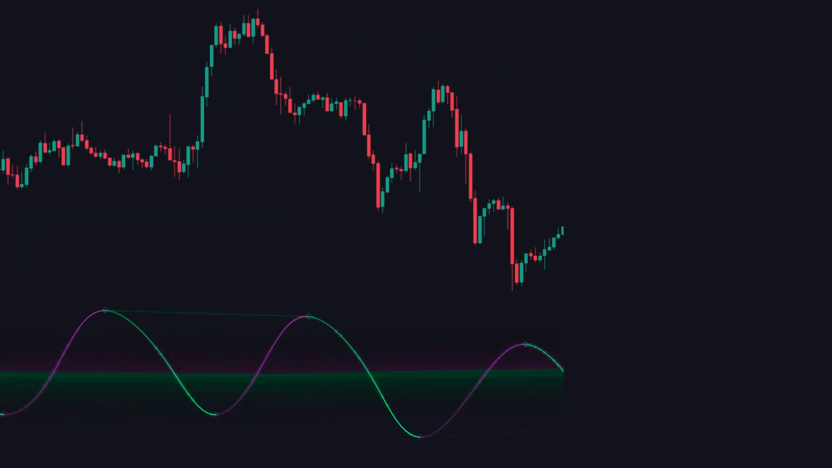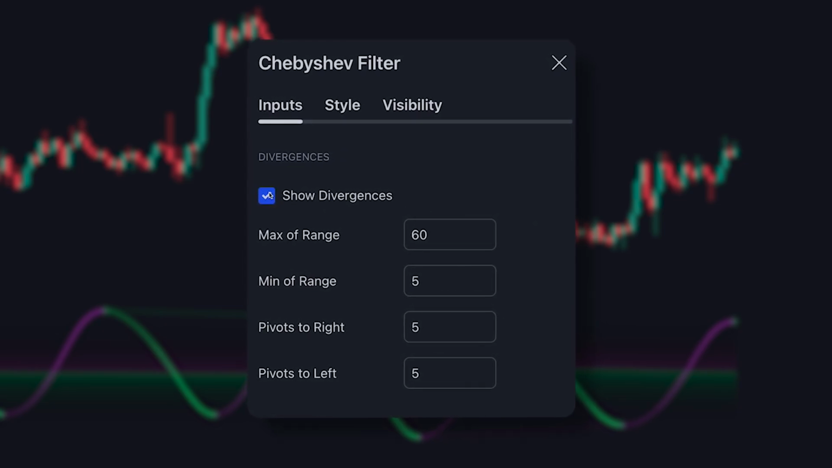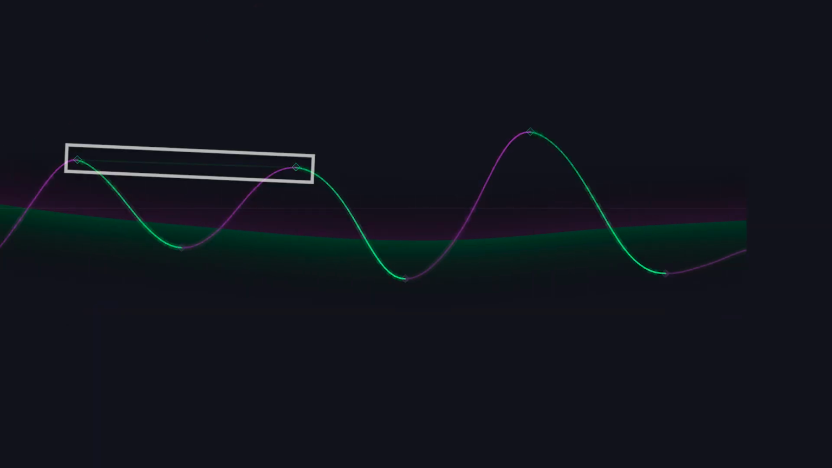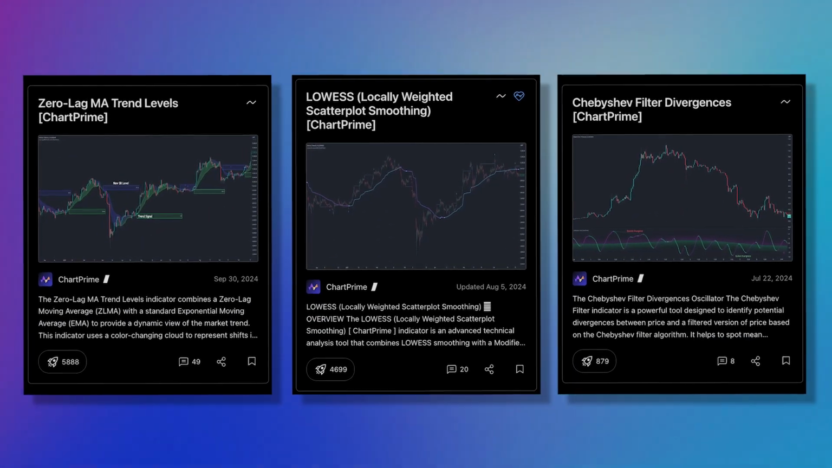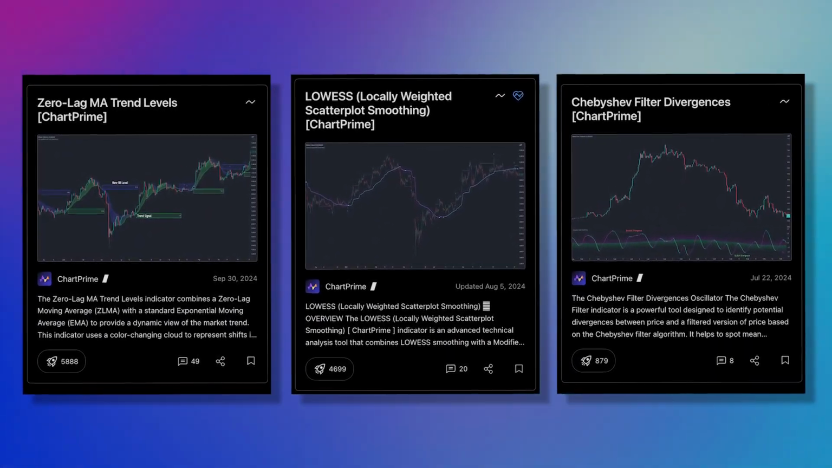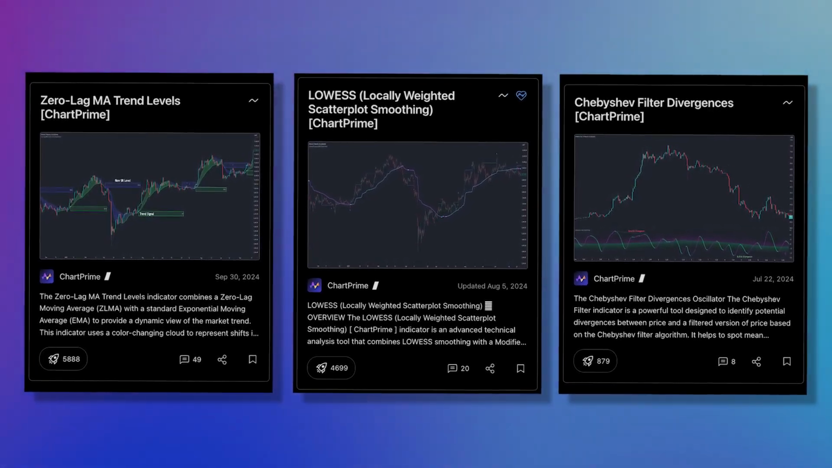This oscillator will also automatically detect divergences. Simply go to the settings and enable the divergences option, and they will automatically be labeled and detected on your chart. Combining these three indicators into a single system for beginners can be a powerful approach to trading the markets, as they hit all of the key trading philosophies.